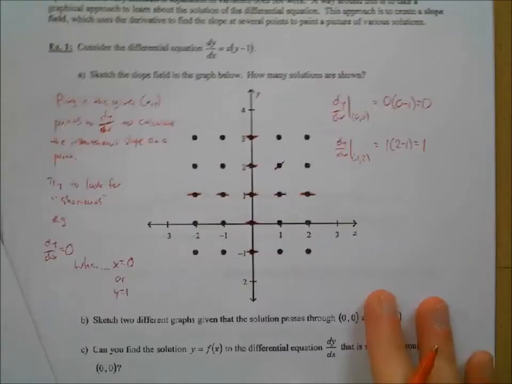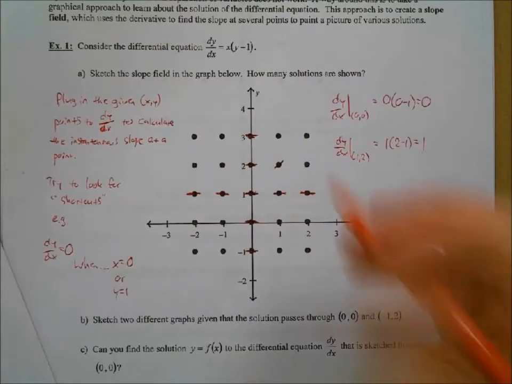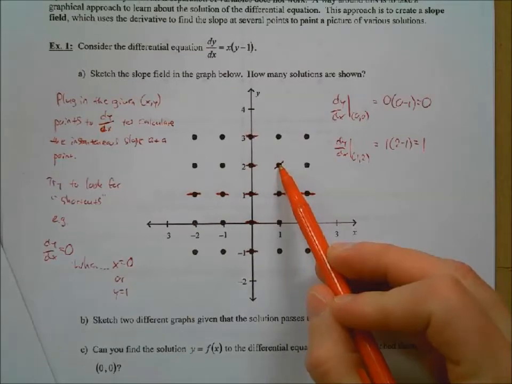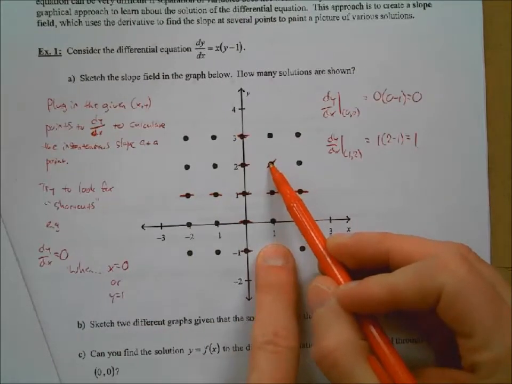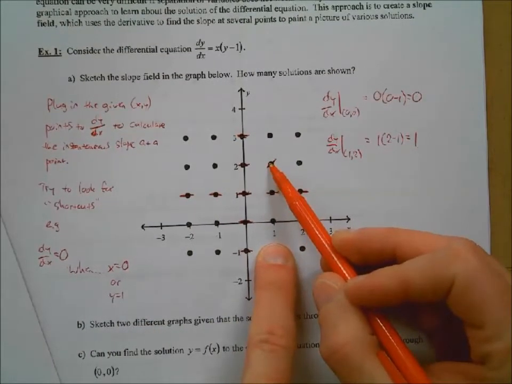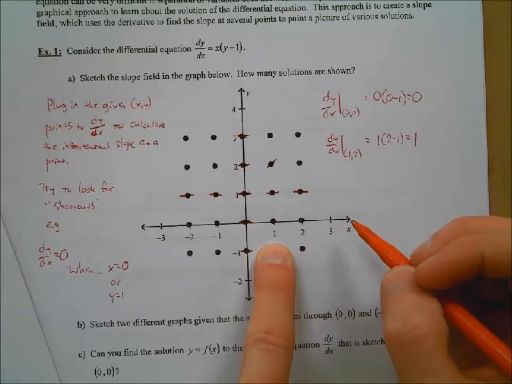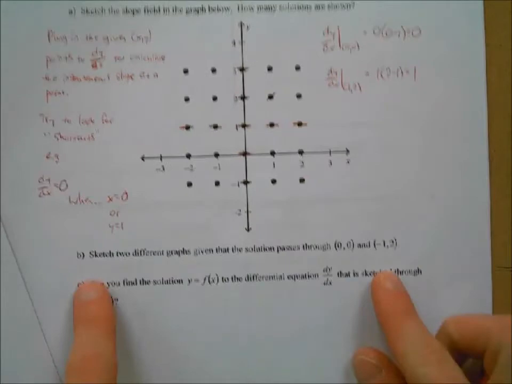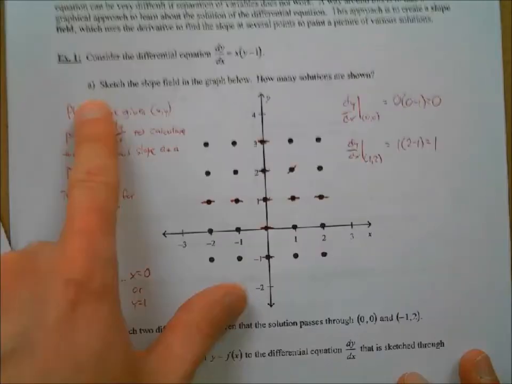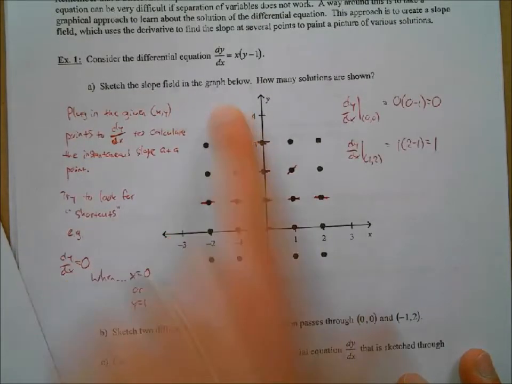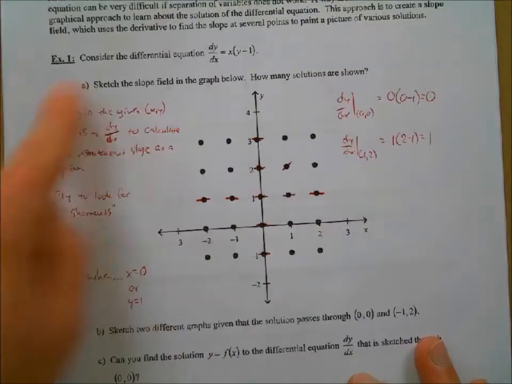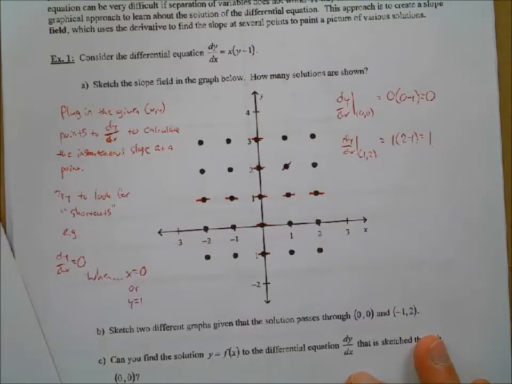X value of -1, for this point? Yeah, so for this point, the x-coordinate is just 1. But the given point is -1, 2. Oh, I see what you're saying. We're not doing this part just yet. We're still doing part A, sketching the slope field. We'll get to sketching the different solutions in just a second.